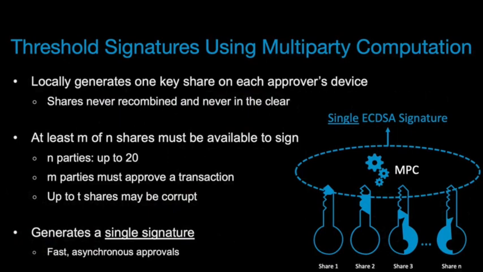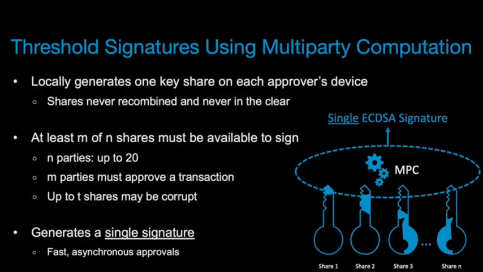Multi-party computation. Threshold signatures use a technique called multi-party computation, or MPC. An MPC locally generates one key share on each of the approver's devices. The shares are never recombined, they're never in the clear, and an entire key never exists in the system at any time, which obviously makes key theft more difficult.